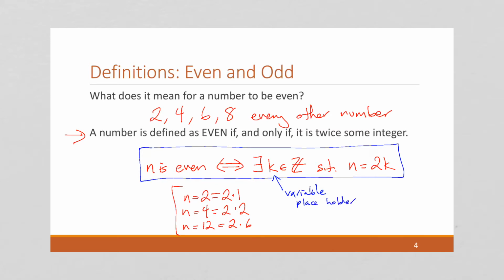It's like using x in algebra. All it means is that some integer, which we happen to name k for convenience purposes, exists so that we can fill in our equation here. Okay, so this is the definition of even and odd. Let's see some examples.